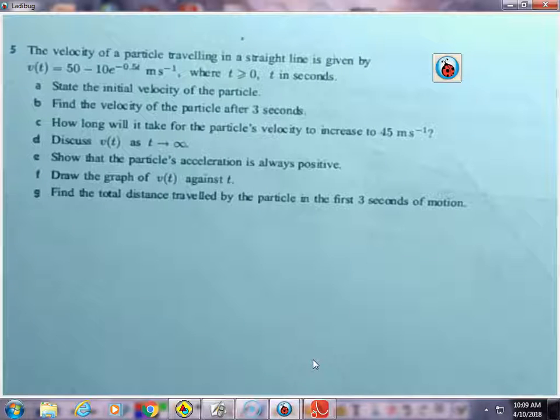However, this is just an SL problem. This is an SL problem? Yeah. Took it out of the SL book. It does have G steps. Alright, so let's take a look. It says the velocity of a particle traveling in a straight line is given by that equation, where time is greater than or equal to 0, time is in seconds. Very first part, don't be scared. It says state the initial velocity of the particle.